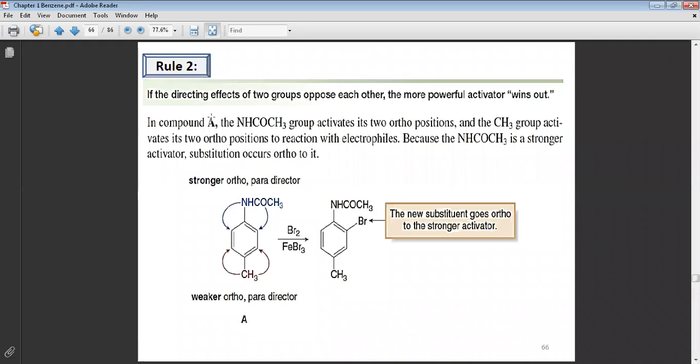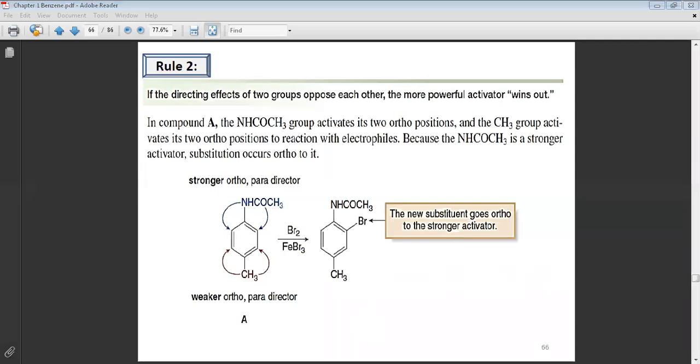We come to CH3, ortho orientation by the inductive effect. NHCOCH3, ortho orientation by the resonance effect. Which one is stronger than the other? Resonance. You can write here: resonance is stronger than the inductive effect.